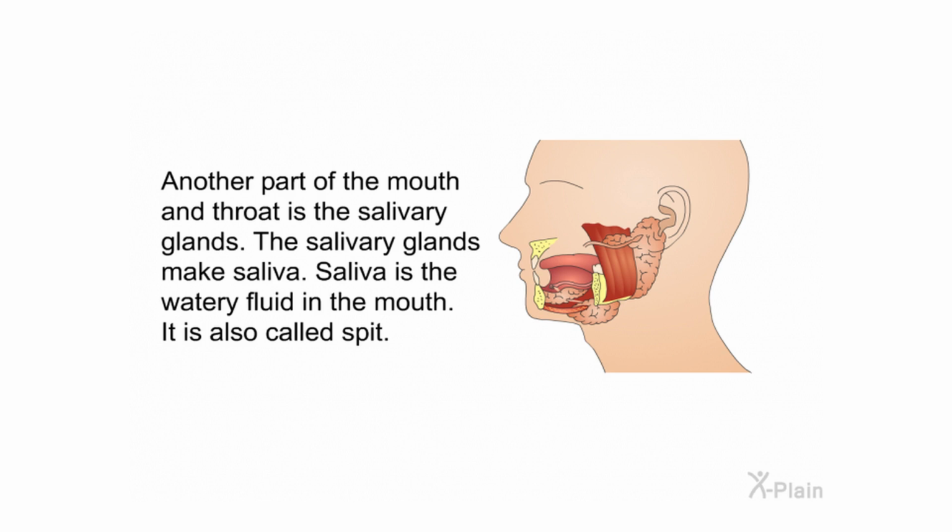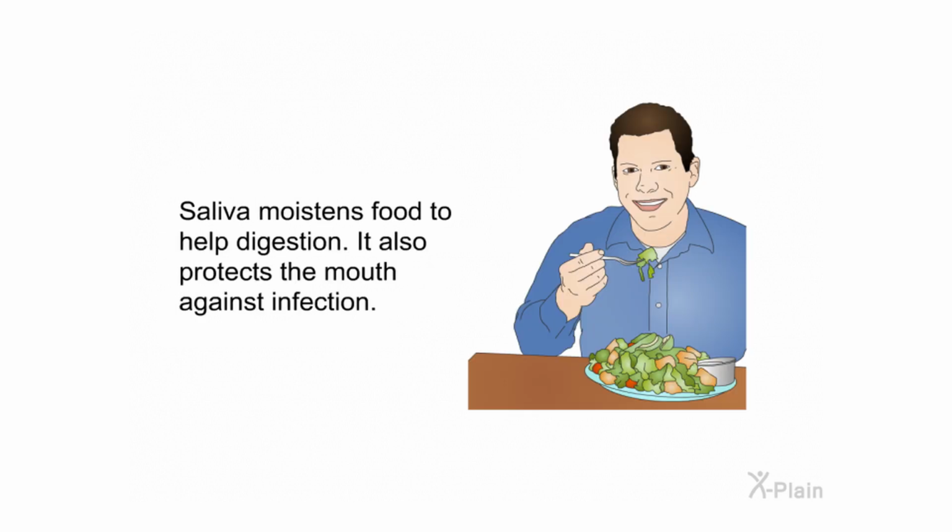Another part of the mouth and throat is the salivary glands. The salivary glands make saliva. Saliva is the watery fluid in the mouth. It is also called spit. Saliva moistens food to help digestion. It also protects the mouth against infection.